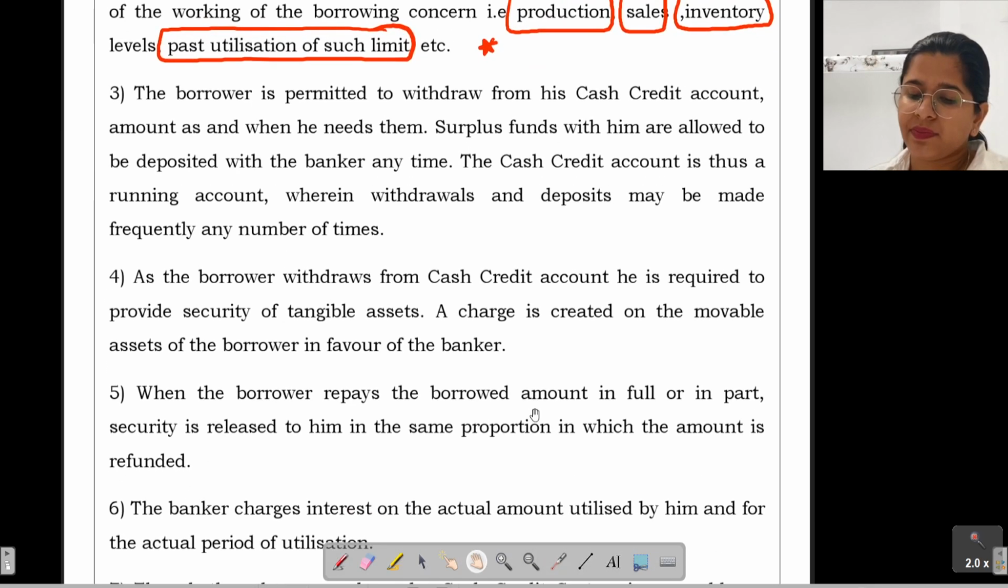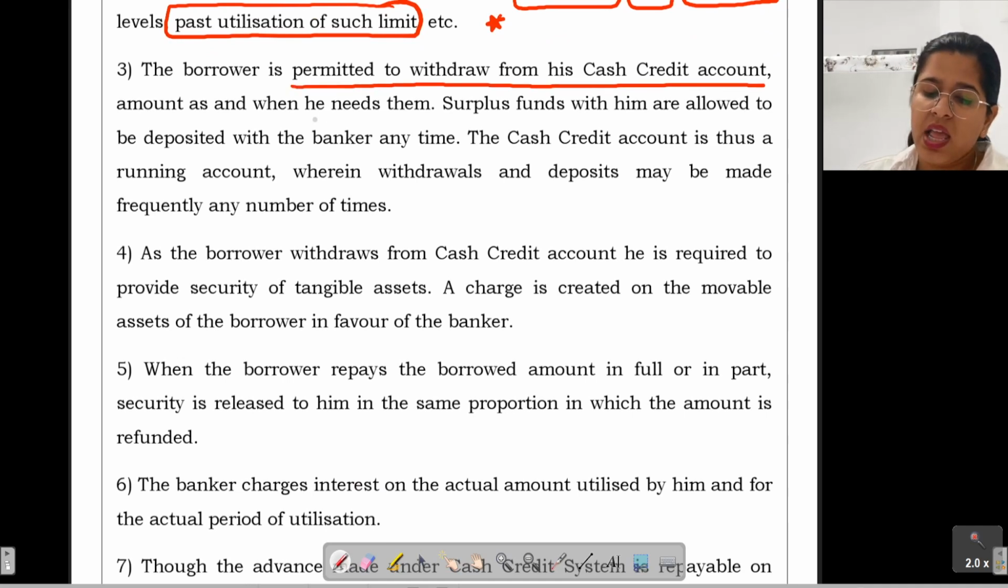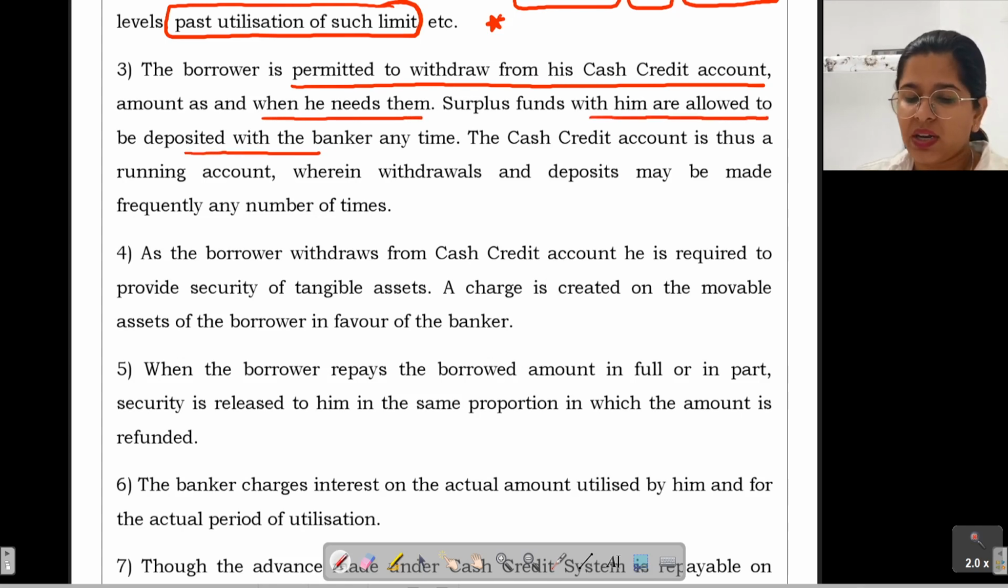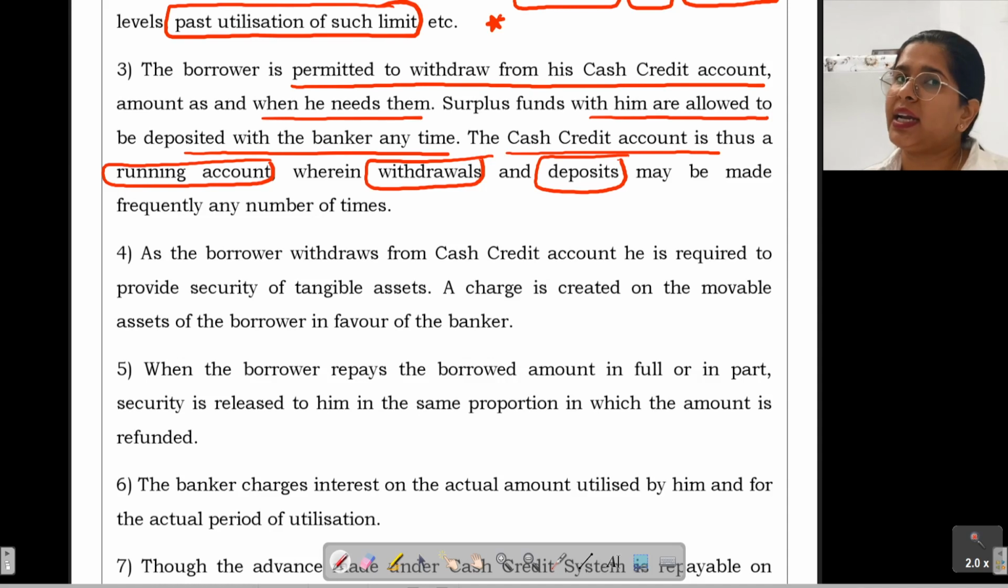Then borrower is permitted to withdraw from his cash credit account as and when he needs them. Surplus funds with him are allowed to be deposited with the banker at any time. The cash credit account is thus a running account, right? It is a running account जहाँ पे withdrawals भी होते हैं and deposits can also be made frequently any number of times.